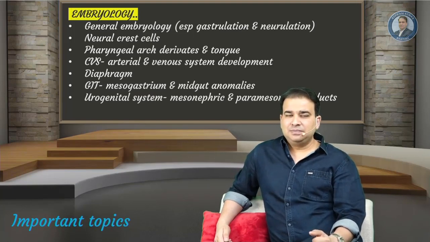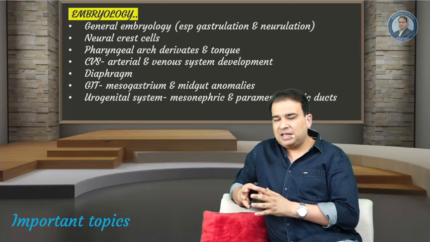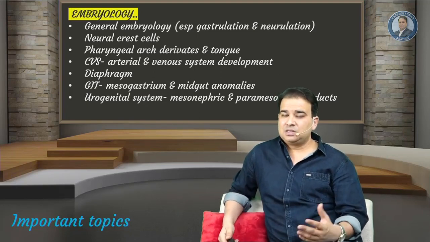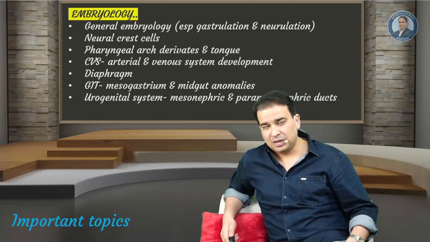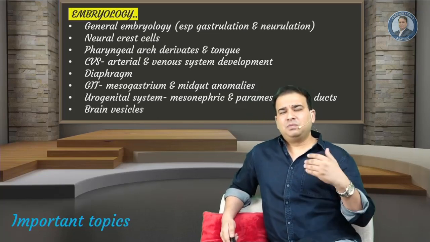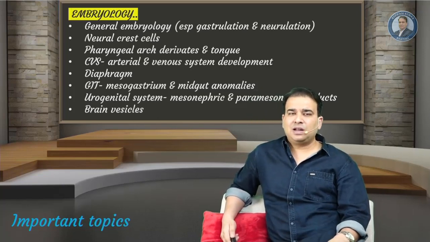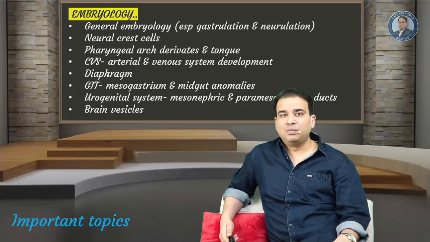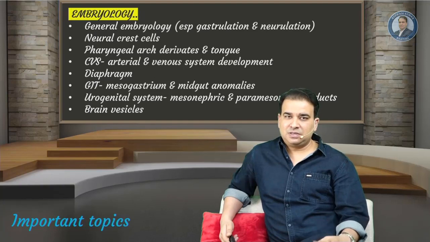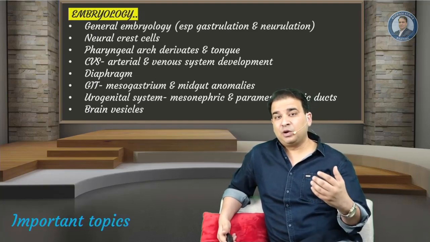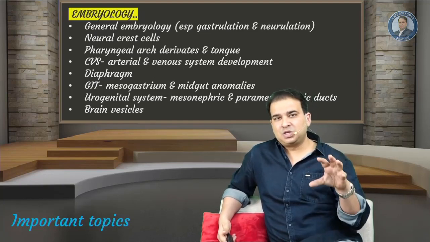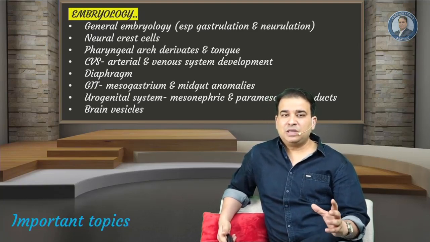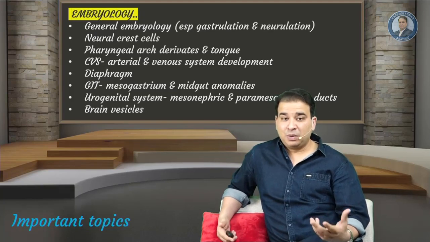In the urogenital system, again, especially the derivatives of the mesonephric duct and paramesonephric duct, the derivatives and the remnants, this is one topic where you get a lot of questions from. And something that you read while discussing the neuroanatomy only, there are the brain vesicles, the derivatives of the prosencephalon, mesencephalon and rhombencephalon. So all those derivatives, what they give rise to, and even the development of the ventricles, that cavity of which brain vesicle forms which ventricle, is also important. So that's about the embryology part. These are the important topics that you must read.